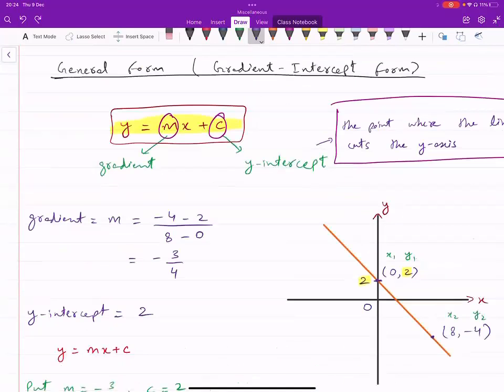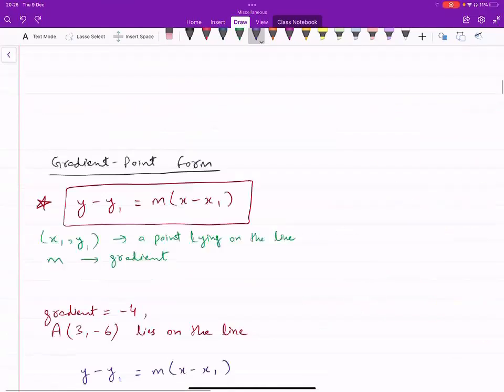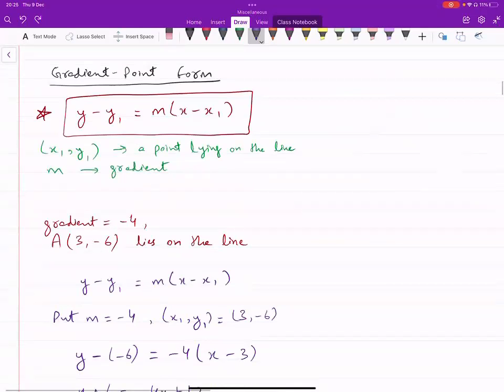In A levels, there's another form that you will be using much more often, and that's called the gradient point form. This is much quicker when you do not have the y-intercept given. ठीक है, जो y-intercept नहीं given होता, this form is much quicker. इसको directly equation of a line find कर सकते हो. So what does it look like? It's basically y minus y1 equals m into x minus x1. Again, m here represents the gradient like before, but (x1, y1) now represents a point lying on the line.